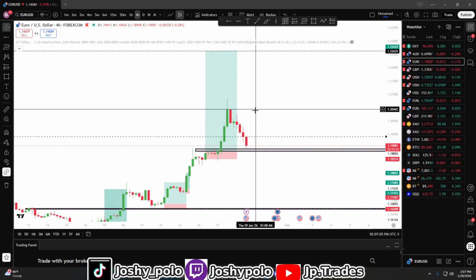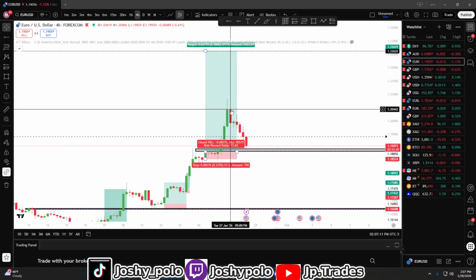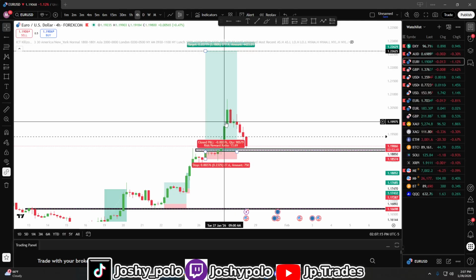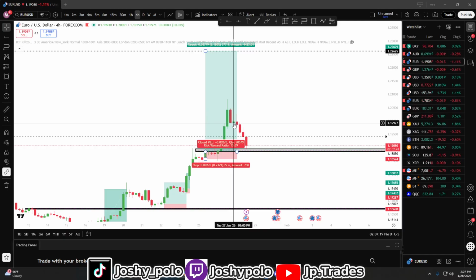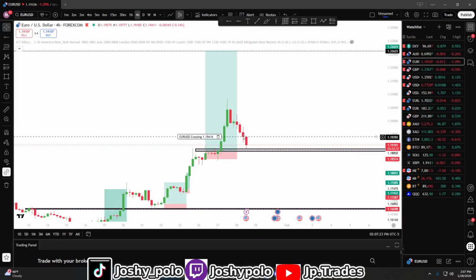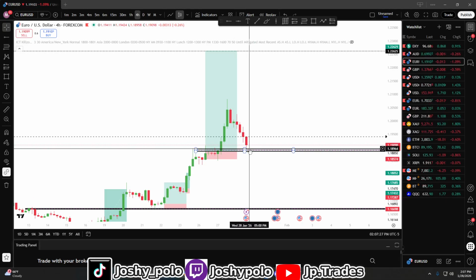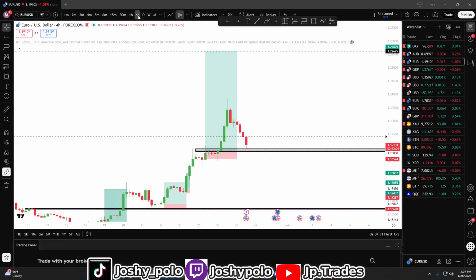With these candlesticks, the bullish ones open at the bottom and close at the top, and then the bearish ones open at the top and close at the bottom. So this one opened, closed, opened, closed. Now if we get a green one, it would open right here, close up here. That's what that means.